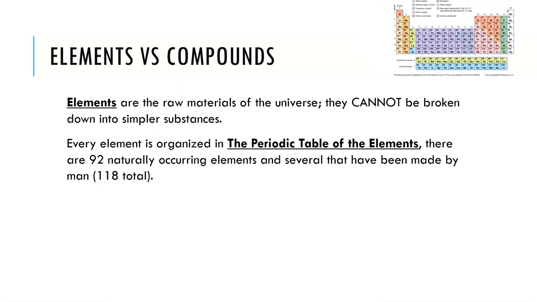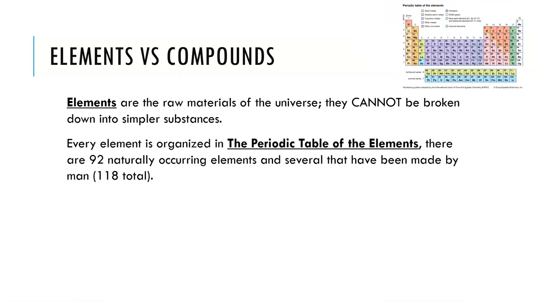Now, every element in the universe, there are 118 total, are all found on the periodic table of the elements. 92 of those elements occur naturally. We'll actually talk about how they're made in topic 2, and several of them are man-made.